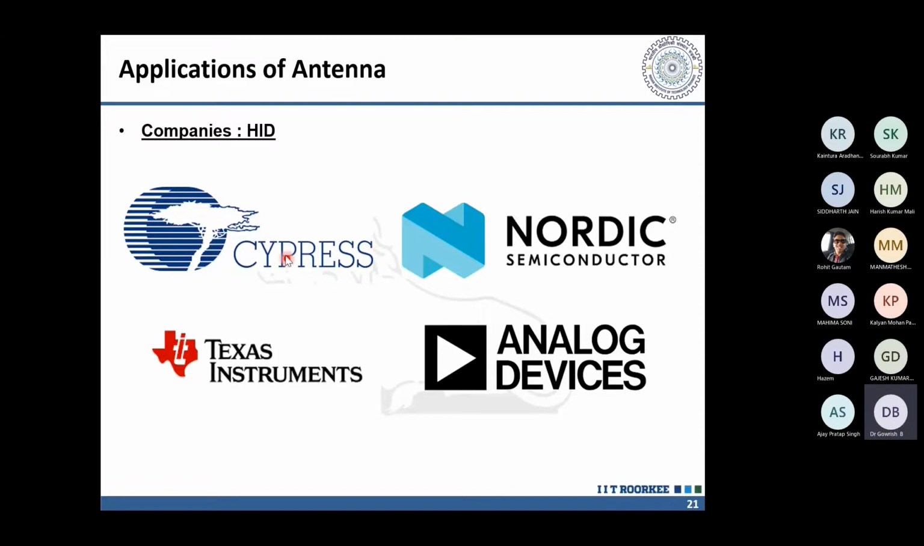So to name other companies like Cypress, Nordic, Texas Instruments, Analog Devices, these are called ODM companies, original device manufacturers. The engineers working in these companies actually design the antennas. So if you end up working in these companies, you should not only know the antenna specifications and parameters, you should also know how to design an antenna in a computer-aided tool. I will come to computer-aided tools in the course. So you have to know how to design antennas using a CAD tool.